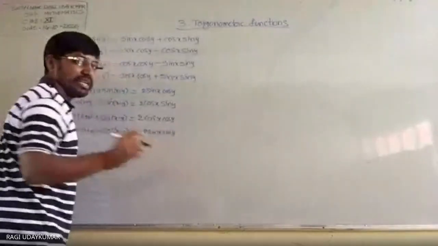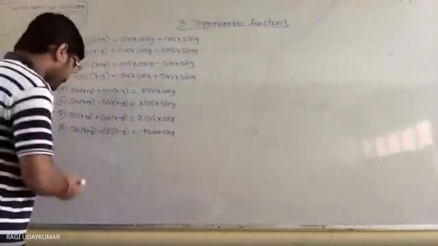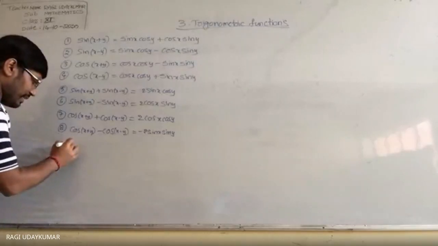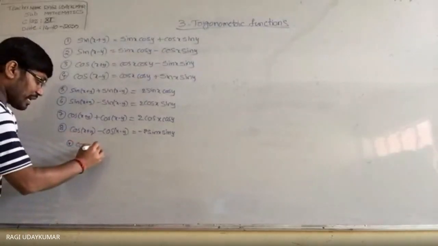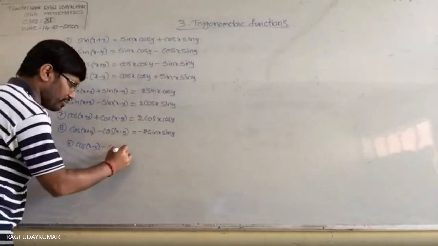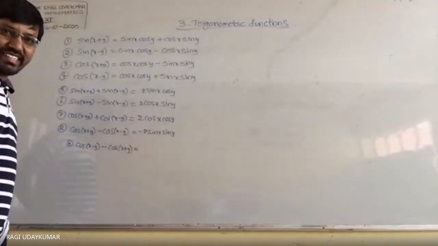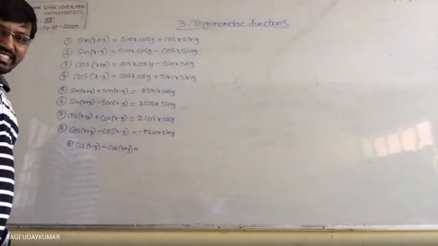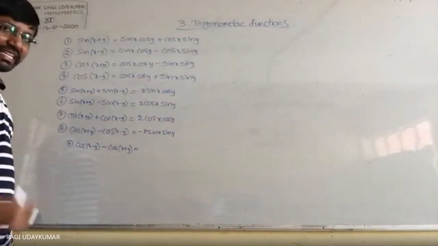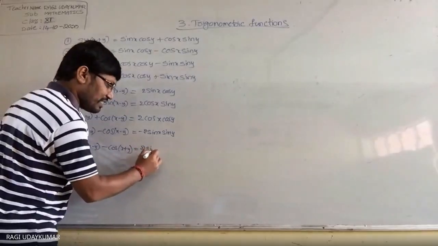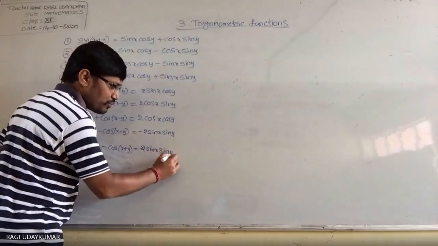And here sometimes I will ask you the question also. Do remember this one. Keep it in mind a little. Along with this, one more: cos x minus y minus cos x plus y. Now the minus will not be there. You are going to get plus 2 sin x sin y.